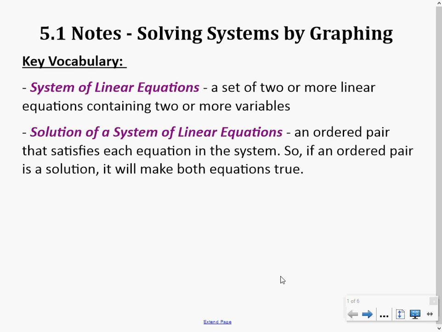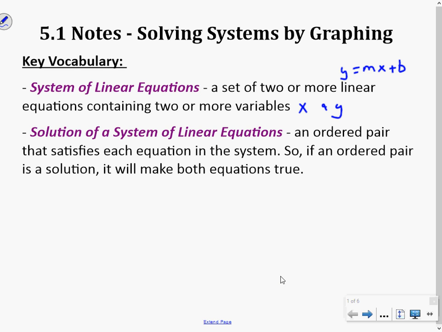I want you to pause the video right now. I want you to write down these definitions. So a system of linear equations is a set of two or more linear equations. Okay, so think your y equals mx plus b, slope-intercept form. Two or more linear equations combining or containing two or more variables. So that just means that you're going to have your x and your y variables.